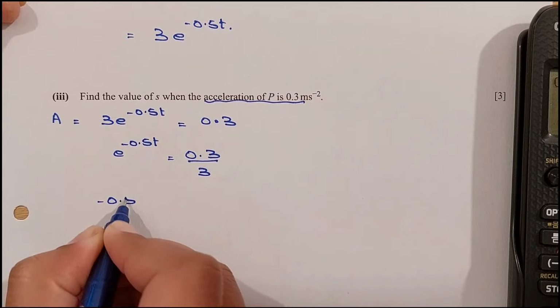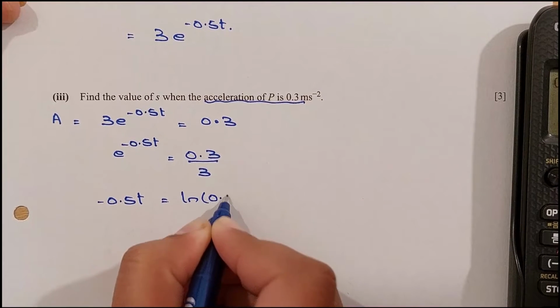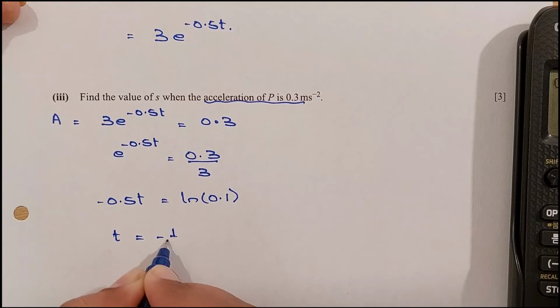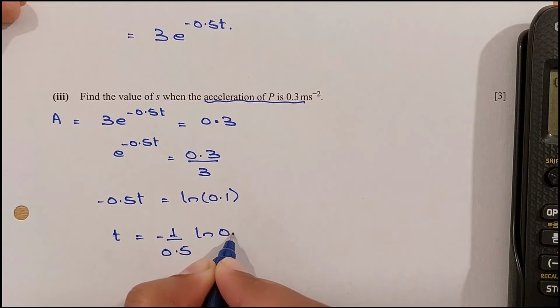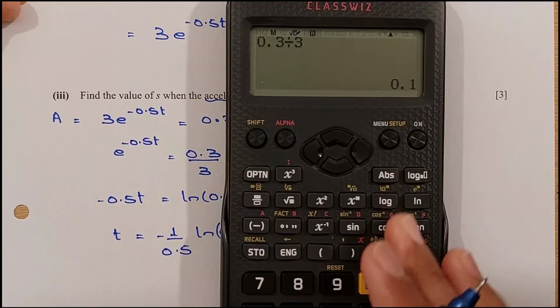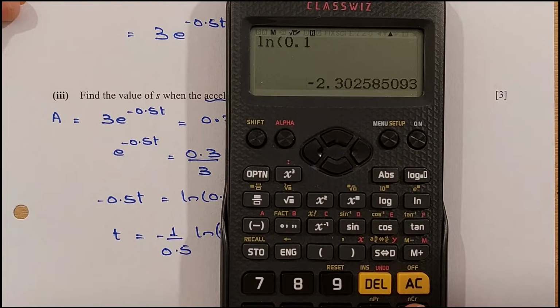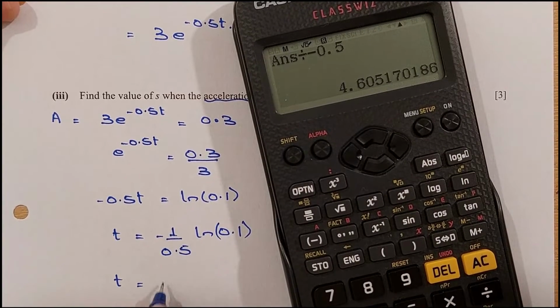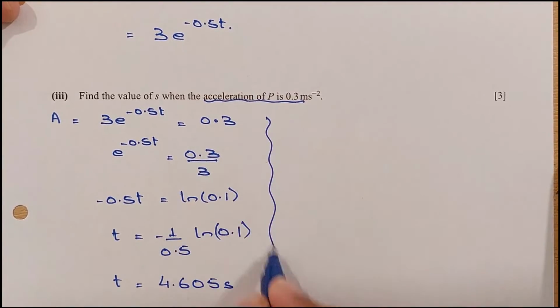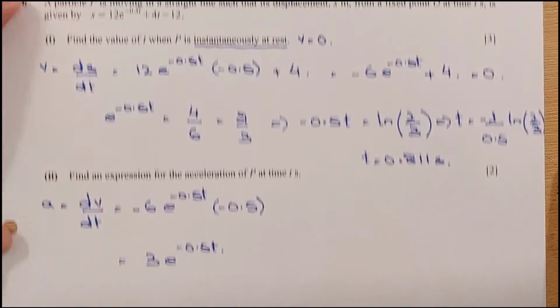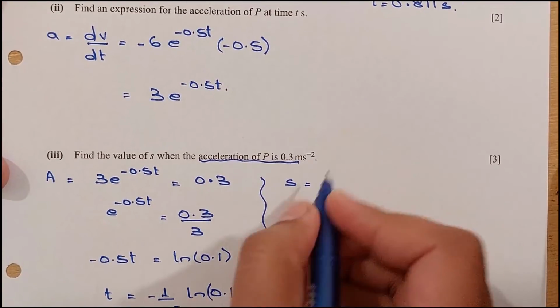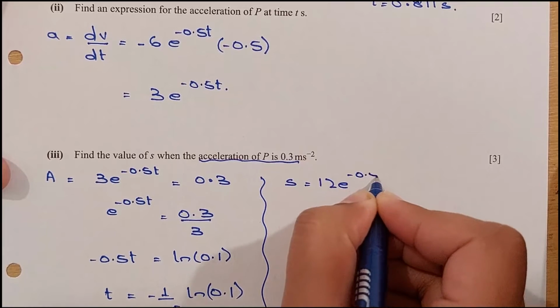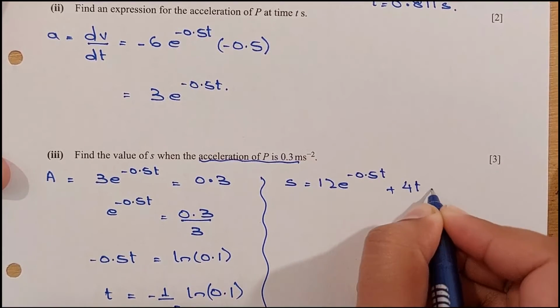So minus 0.5t equals the natural log of 0.1, and t is equal to minus 1 over 0.5 times the natural log of 0.1. Natural log of 0.1 divided by negative 0.5 is equal to 4.605. Time is 4.605 seconds. Now we have to find the value for s. So s is the displacement that is given to us. Let me write down the displacement first. That is 12 e power minus 0.5t plus 4t minus 12.